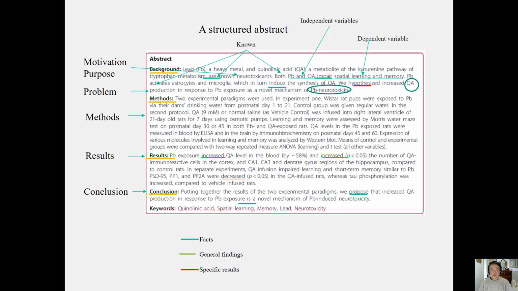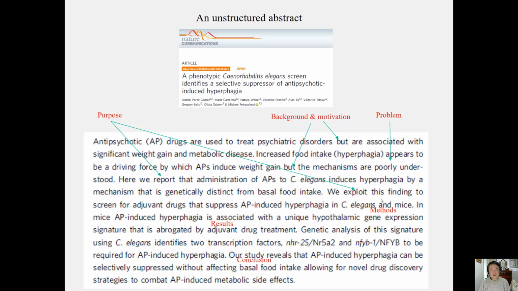So as you can see here, this gives you a structured abstract. So we have another example. This is a paper published in Nature Communications. It is about a phenotypic C. elegans screen identifying a selective suppressor of antipsychotic-induced hyperphagia.